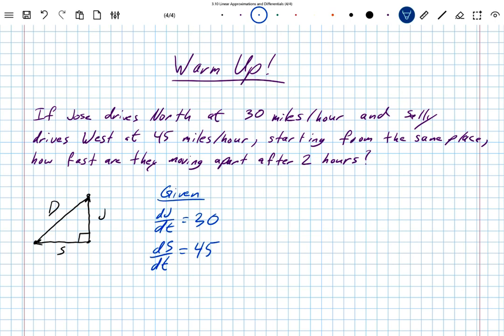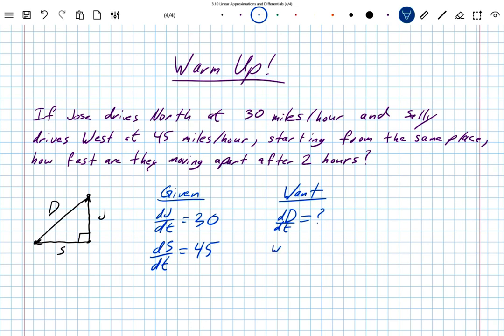We also have a rate that we want. And I encourage you, once you recognize that it's a related rates problem, focus on the rates before you get to anything else. So I want this other thing, dD/dt. We don't know it. But we want this at a certain time. So I want it at 2 hours.